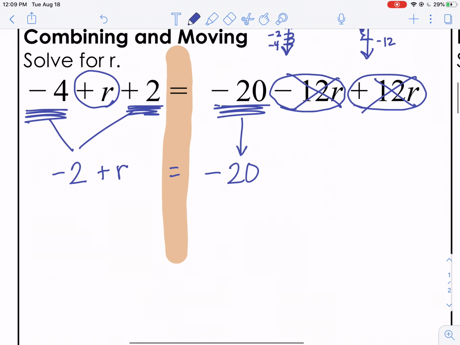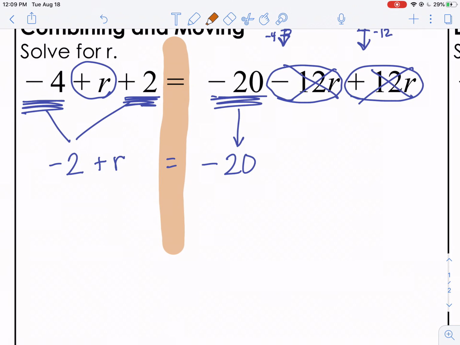Okay. So from here, I want to get the variable by itself. So the thing that I need to get rid of is that negative 2.